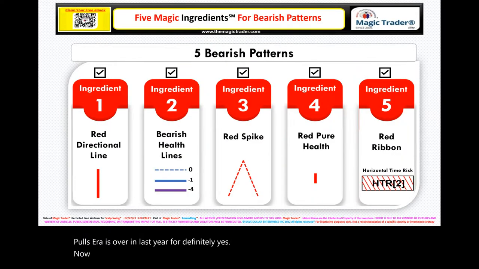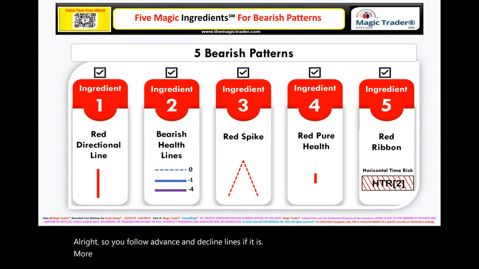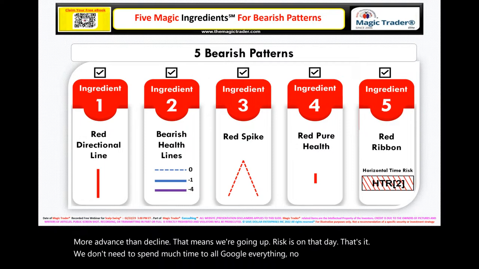Now we're going to talk about the bearish side, which seems to be picking up steam. How do you know? Advance decline. MetaStock has all of this there. We don't need Magic Trader for that. All right. So you follow advance and decline lines. If there are more advances than declines, that means we're going up. Risk is on that day. That's it. We don't need to spend much time to Google everything. No, stay focused on simple things.